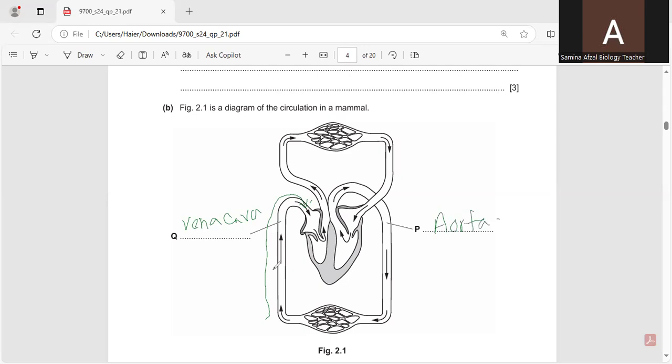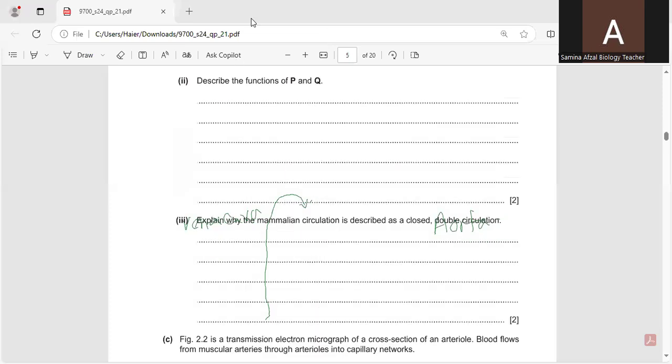And you can see the vena cava carries deoxygenated blood, and the aorta carries the oxygenated blood. Vena cava collects from different parts and then takes it towards the heart and into the right atrium. Whereas from the left ventricle, the blood which is oxygenated then moves towards the other parts. So aorta and vena cava, these are the two main parts. Now describe the function of these.